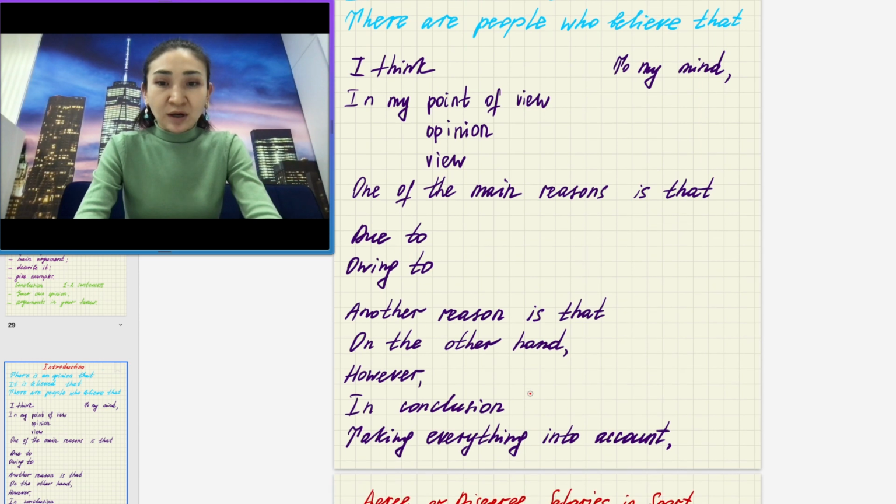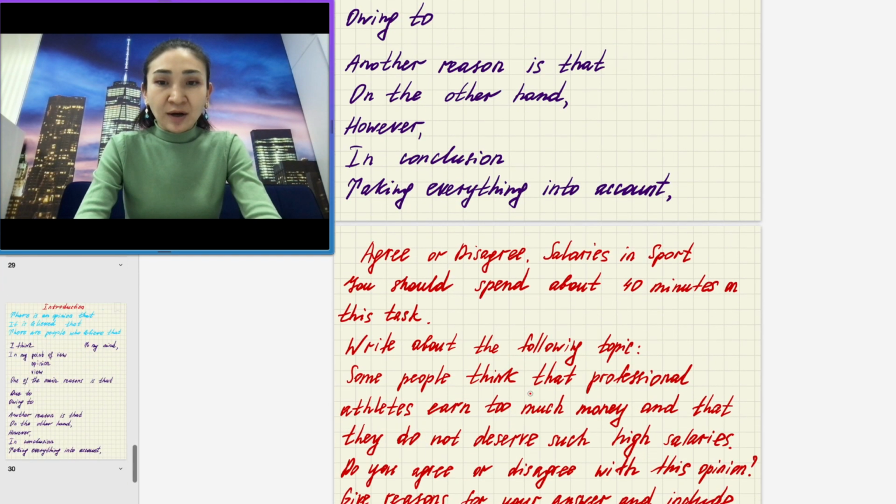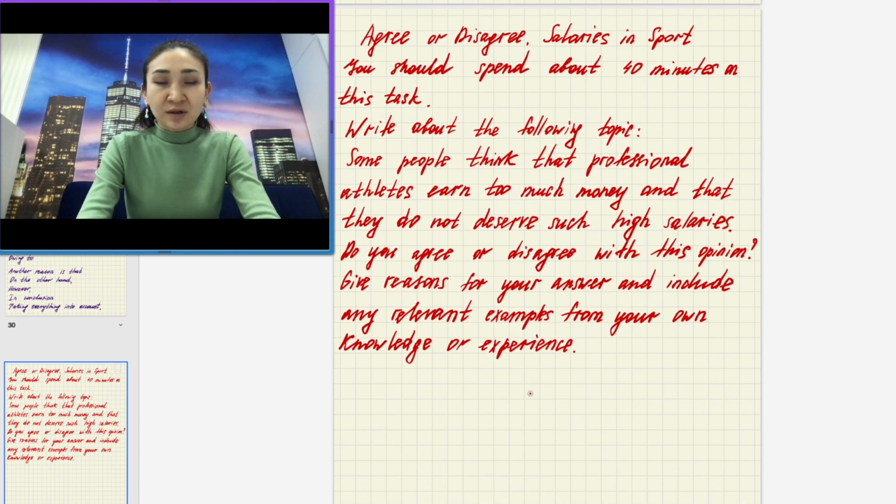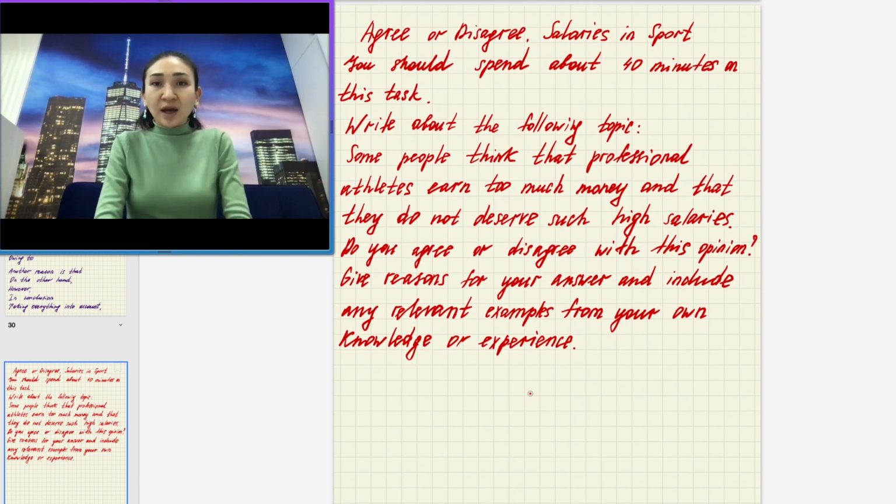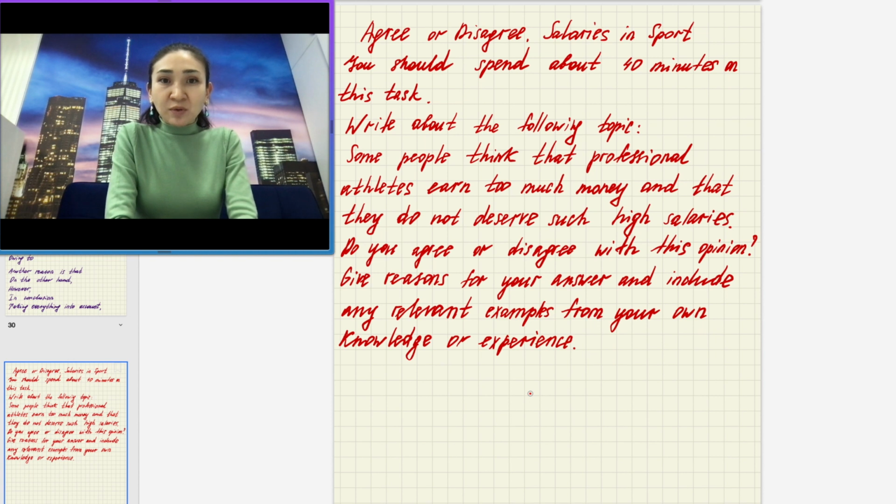So I have here an example, and we're going to read this example. This is basically a task. Let's read the task. Agree or disagree, salaries in sport. You should spend about 40 minutes on this task. Write about the following topic. Some people think that professional athletes earn too much money and that they do not deserve such high salaries. Do you agree or disagree with this opinion? Give reasons for your answer and include any relevant examples from your own knowledge or experience.